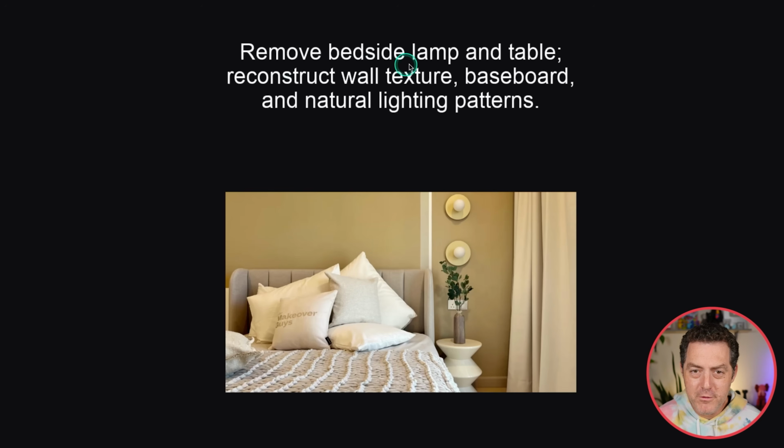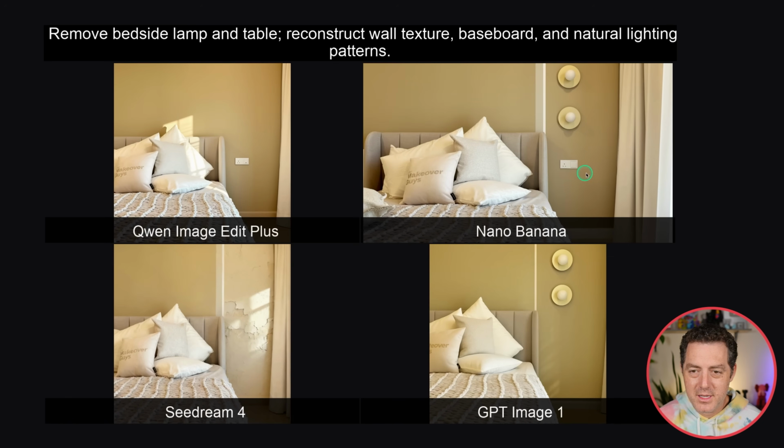All right, next, remove bedside lamp and table, reconstruct wall texture, baseboard, and natural lighting patterns. So this right here, this one looks really good. This one looks good. Although Qwen Image Edit Plus decided to add window lighting right here, which was not in the original photo. This one looks really good. Seedream decided to make the wall completely falling apart, and GPT Image 1 worked very well. Also, I think I'm going to have to give this to Nano Banana. It's just the most consistent.